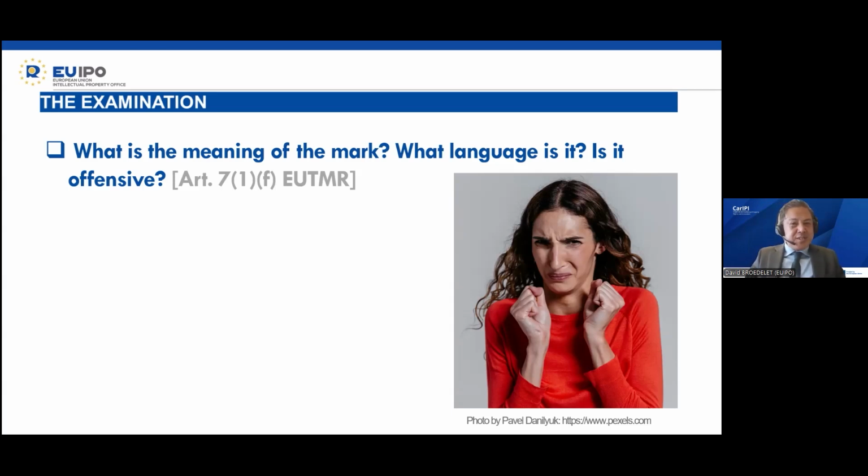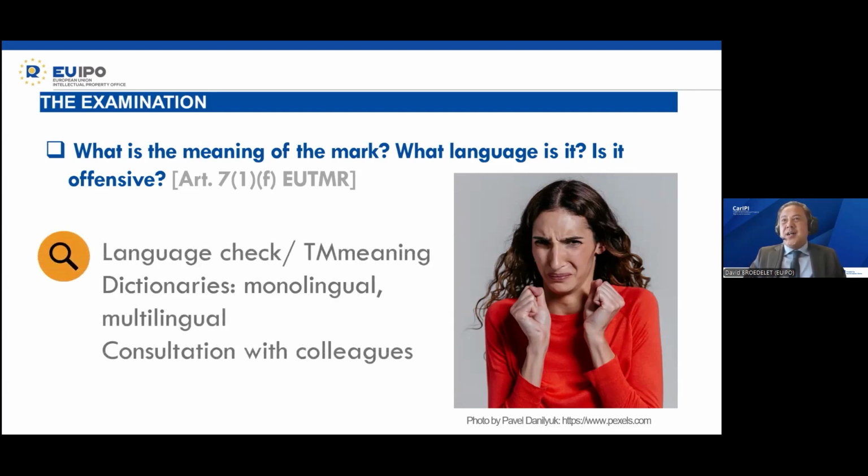What is important to know, of course, is what language it is. For this, we also have help tools. We have a so-called language check, which is performed by native speakers of each language. They write in a certain tool what the meaning is in their language, and based on that, the examiner decides if it is offensive or not. We have a tool called TM Meaning, and we also consult native-speaking colleagues.